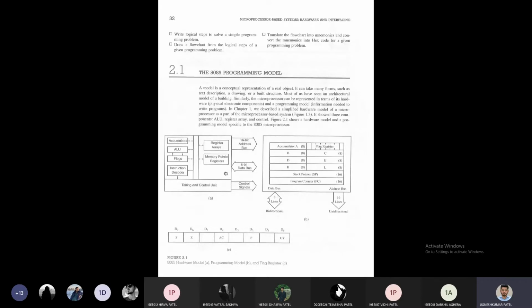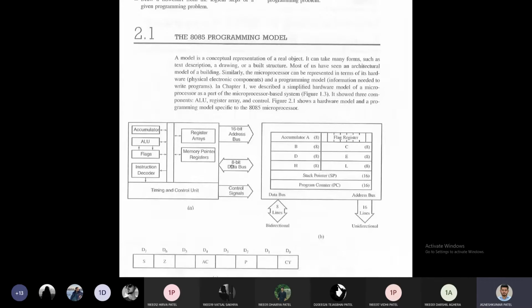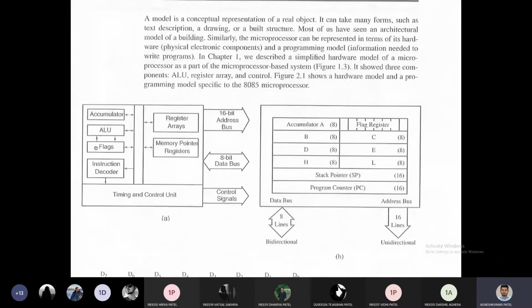So see, this is a general purpose programming model, like this is the 8085 programming model. Why is the programming model given? You do not have to mug up this diagram. This is a programming model. The diagram that you are going to mug up is different. I have shown you earlier.